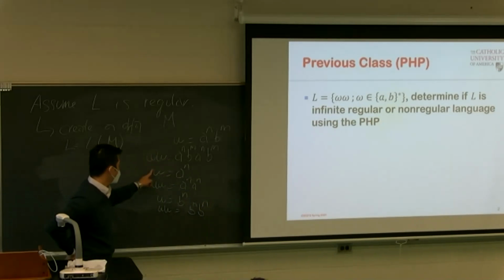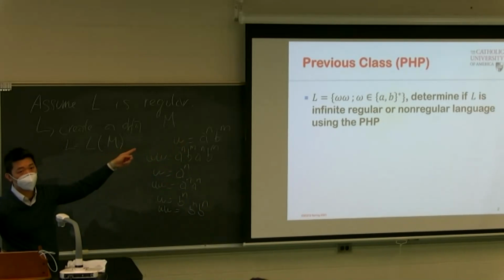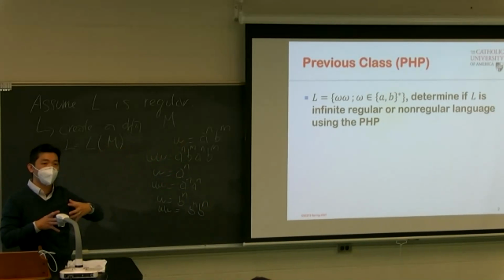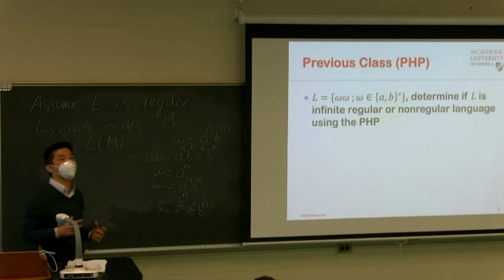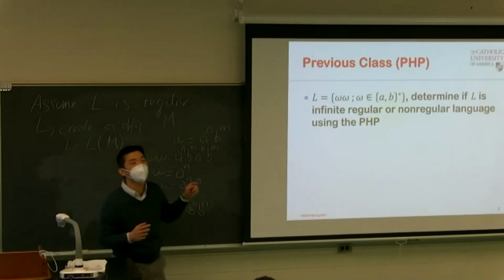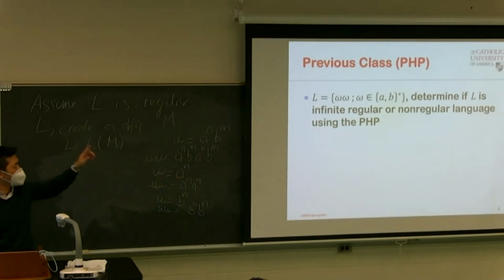And again, each of these W would be just a partial of that language. We need to show that the language is not regular, and all we need to do is just pick one string to show that this is not regular. Only one string. There are multiple strings that we can pick, but only one string is needed.